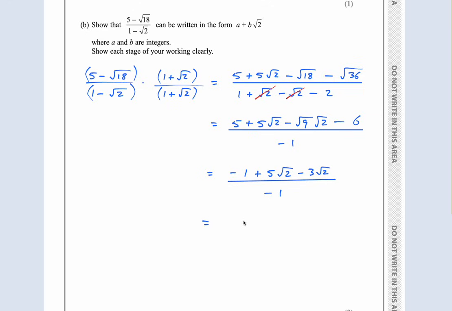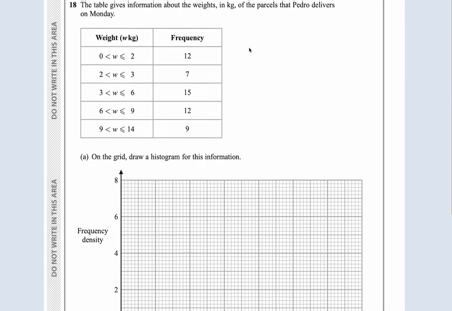And this is equal to minus 1 plus 2 root 2 all over minus 1. And he doesn't want a minus 1 at the bottom, so I'm going to multiply above and below by negative 1, which basically means change these two signs. This is 1 minus 2 root 2. And obviously then A is 1 and B is negative 2. Okay, that's question 17. Question 18.